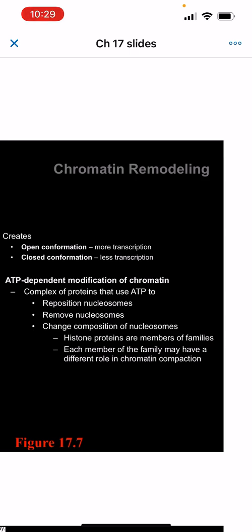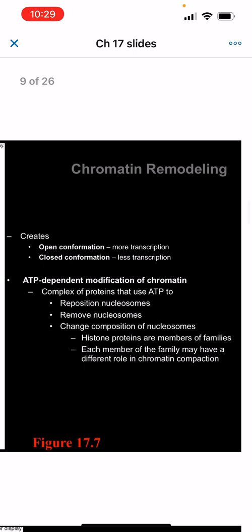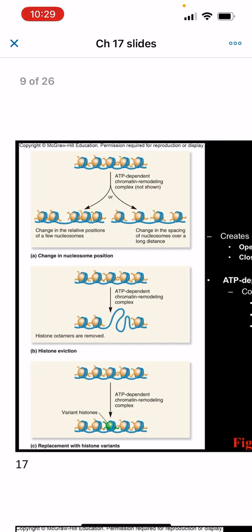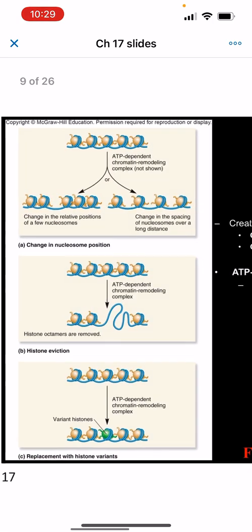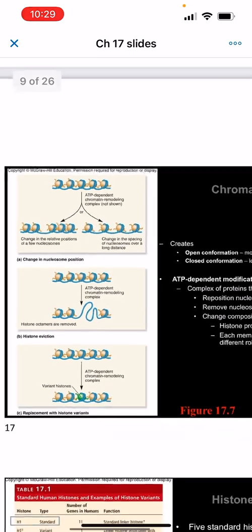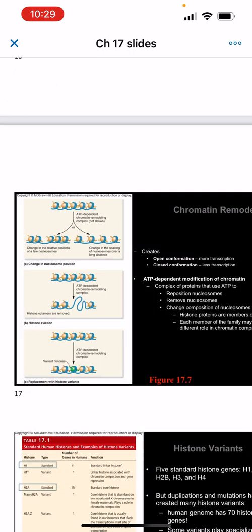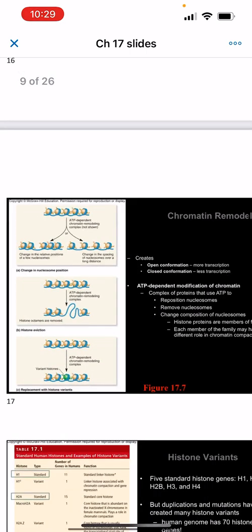And a lot of this process depends on energy. You need ATP to modify chromatin. You're going to need proteins to help with this process. They're going to use ATP, and they are going to reposition the nucleosomes. So you've got a bunch of nucleosomes, and then they're moved around or spaced out. Or completely removing a nucleosome. You've got a region full of nucleosomes, and one of them gets removed. Or a change in the composition of the nucleosomes.